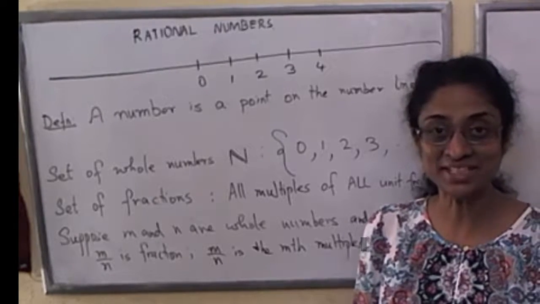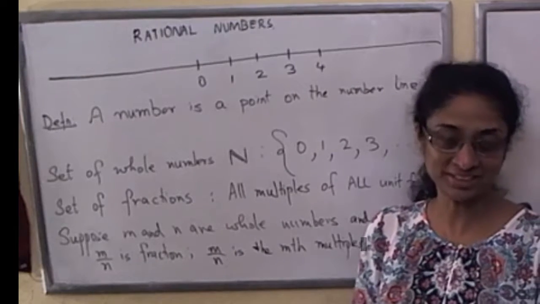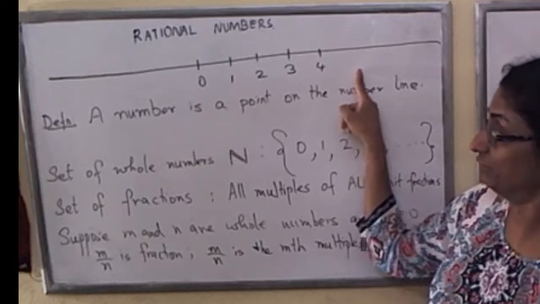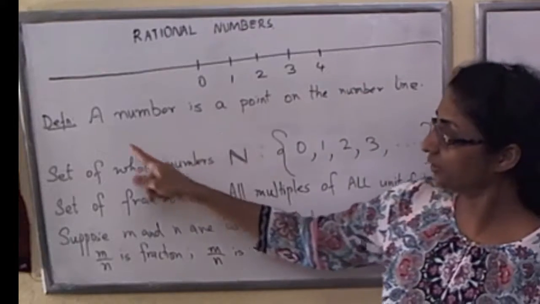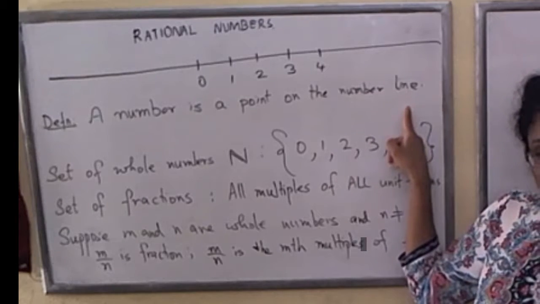Hi, this series of videos is on the topic of rational numbers. Let's get started. Here we have the number line that you're very familiar with by now, and recall the definition of a number. A number is a point on the number line.